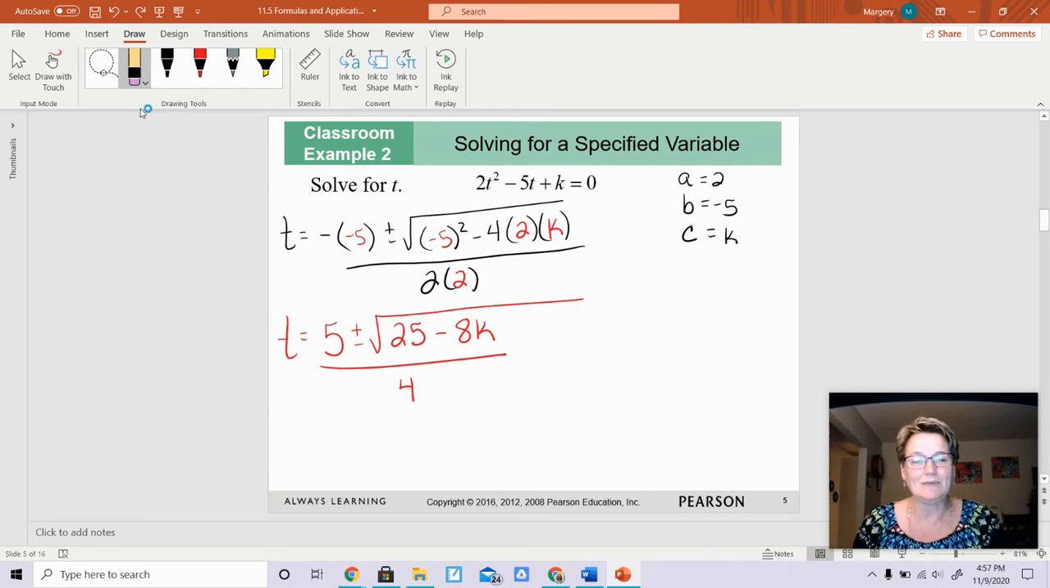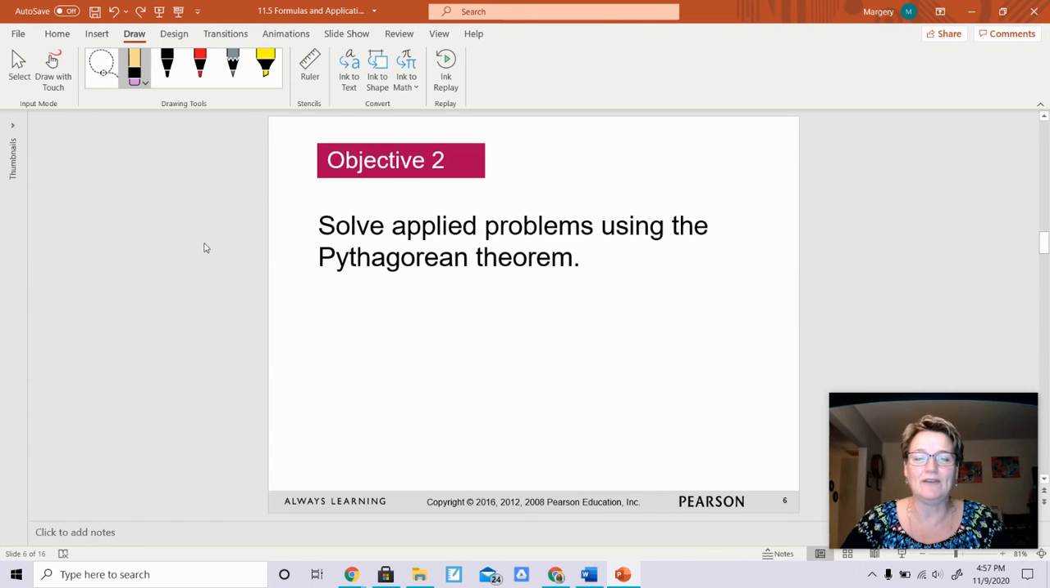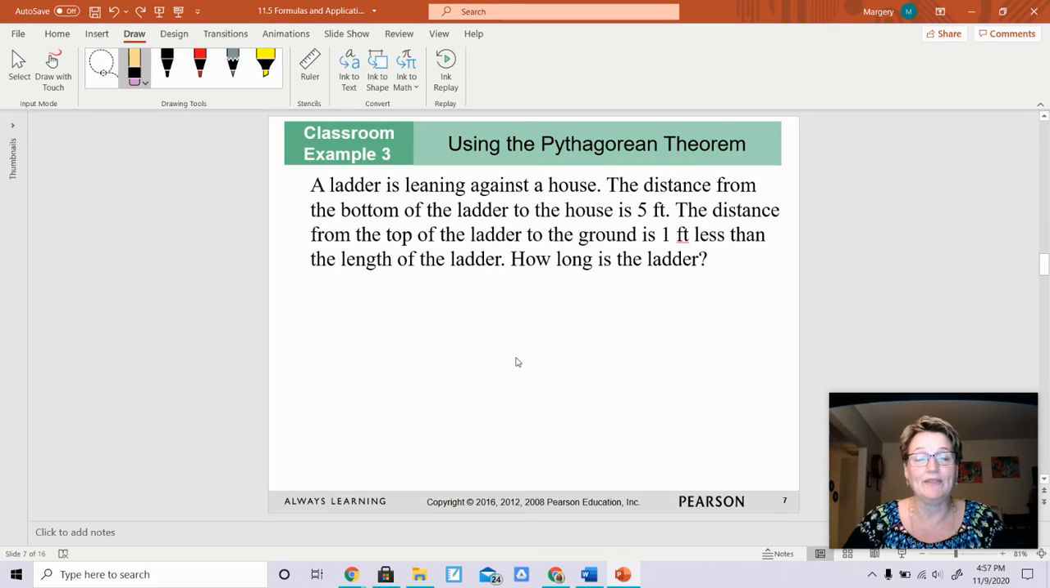All right, so t is equal to 5 plus or minus the square root of 25 minus 8k, all over 4. All right, next one. Next one is solving problems using the Pythagorean theorem. Now on this one, I would draw a picture first. So I have a building. So here's my building.